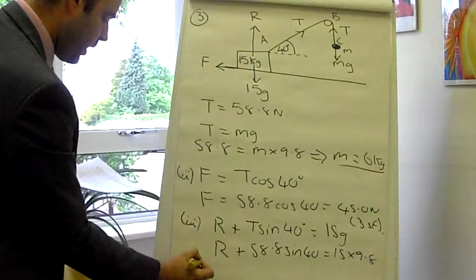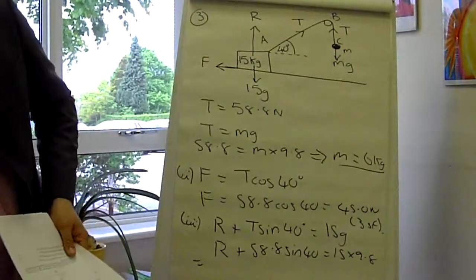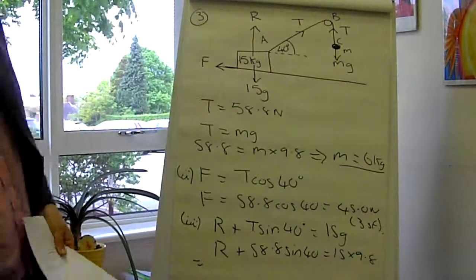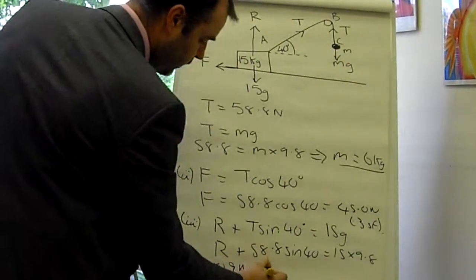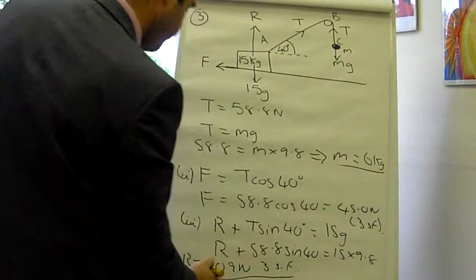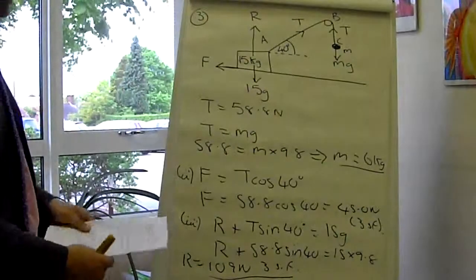And from that we can work out the value of R, and that gives us R is 109 newtons to 3 significant figures. And that's the end of question 3.